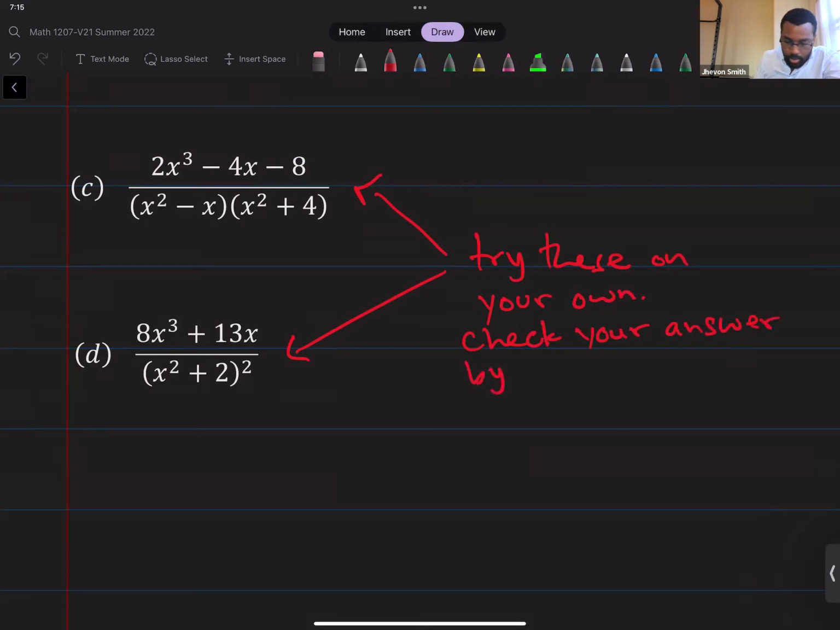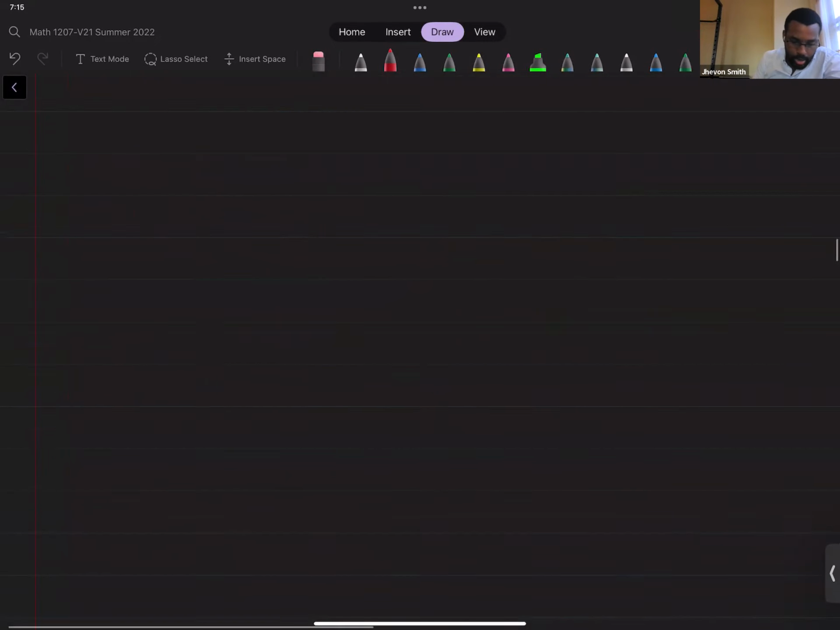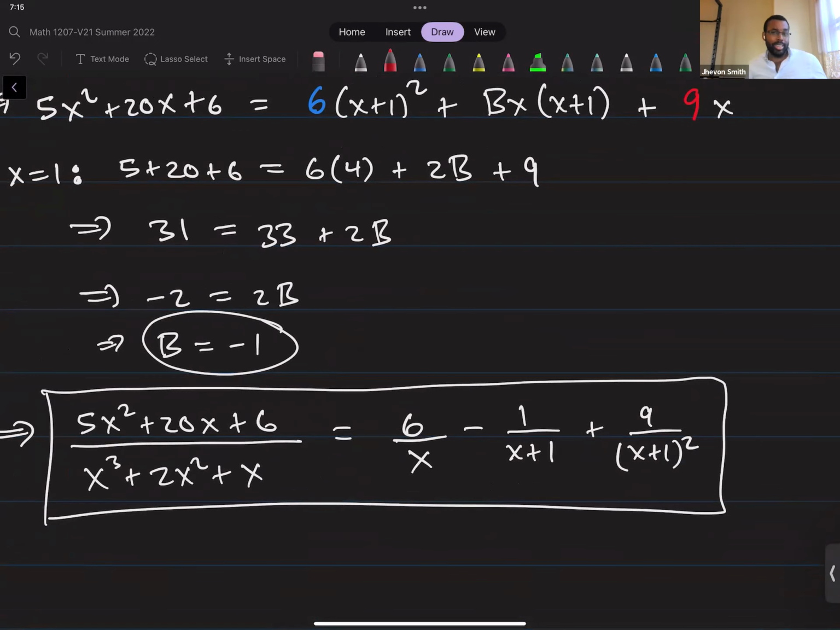by combining your partial fractions on Wolfram. Right, so that was one of the resources we left in the syllabus. So for example, let's say I actually wanted to check this, right? So I did this, and I'm just like some new student. I don't know, is that right? Did I do everything correctly? Like you can't actually check it. So maybe I should show you how to check that.